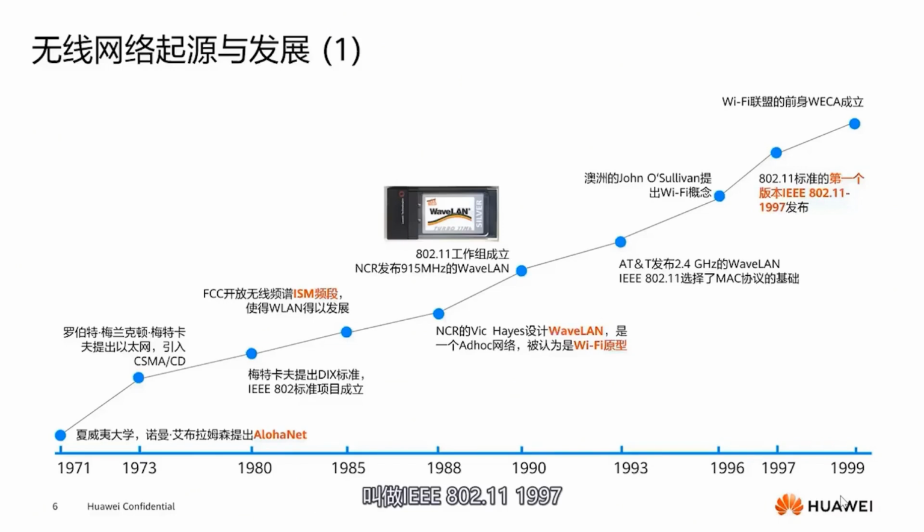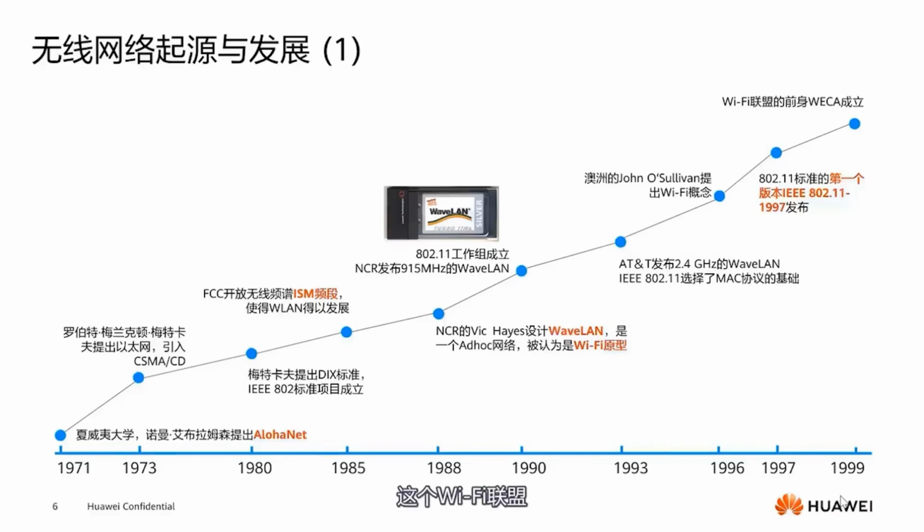In 1997, the first version was released, called IEEE 802.11/1997, which was basically not usable at the time, as the adoption of Wi-Fi in China was quite delayed, and at that time, the concept of Wi-Fi was unknown to most.